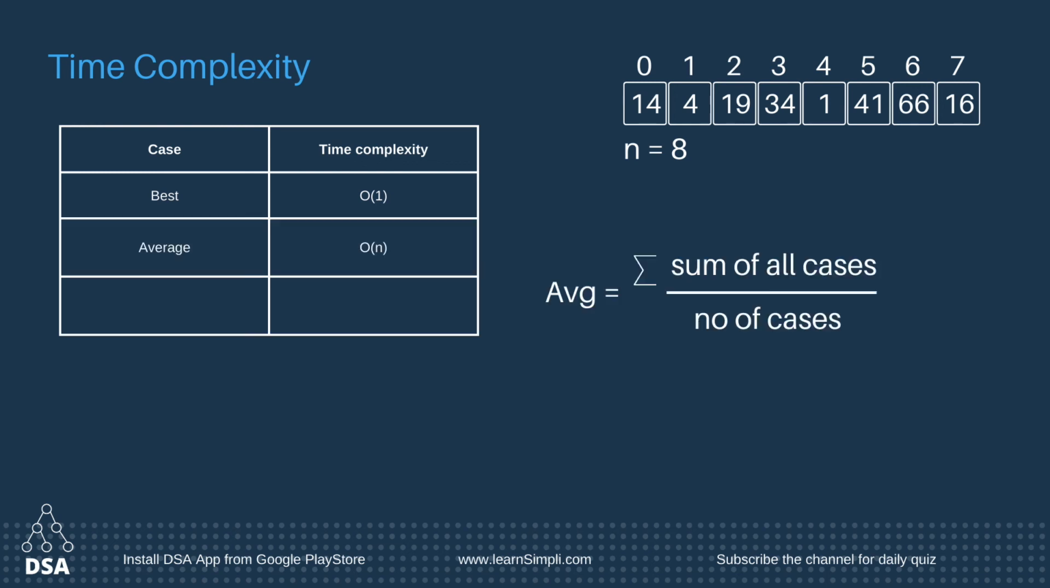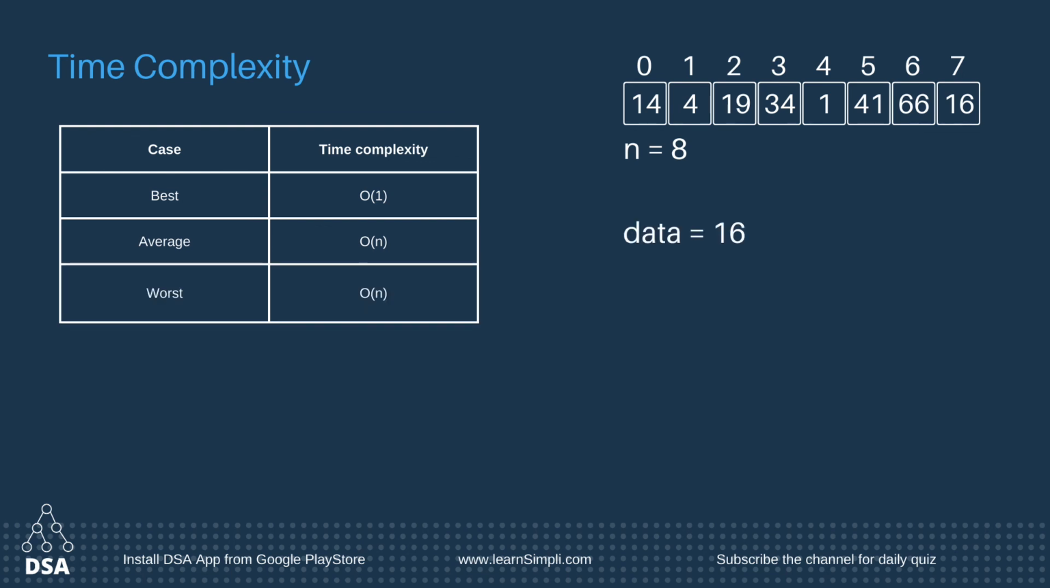Average case is equal to the sum of all cases divided by the number of cases. If the element is present in the first index, then 1. If the element is present in the second index, then 2. That is 1 plus 2. For third, 1 plus 2 plus 3 and so on. And it is divided by the number of cases, that is divided by n. Therefore, the time complexity will be big O of n.